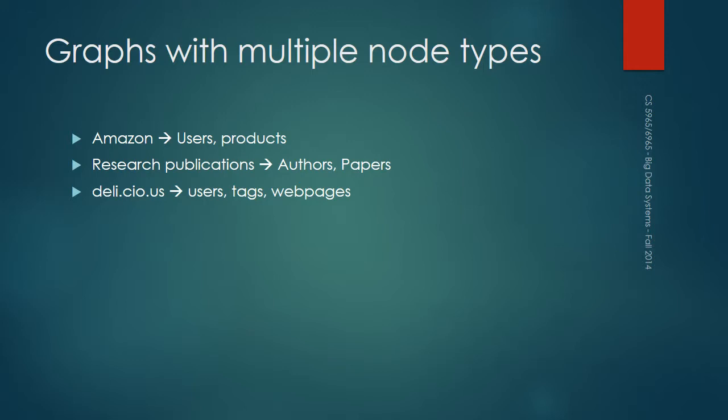If you look at Amazon, users who buy versus the products they buy. If you think in terms of research publications, the authors and the papers. If you think of Delicious, where you have users who tag websites, each of these 3 can be different kinds of nodes: who are the users, what kind of tags do they assign, and which web pages get tagged by those.